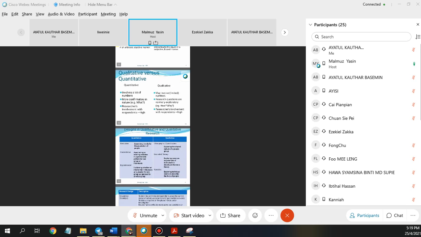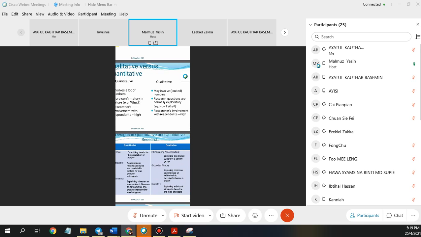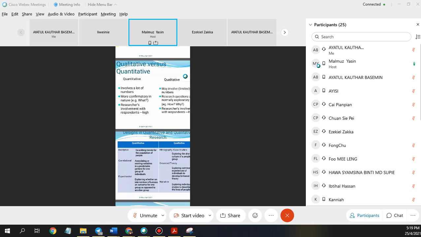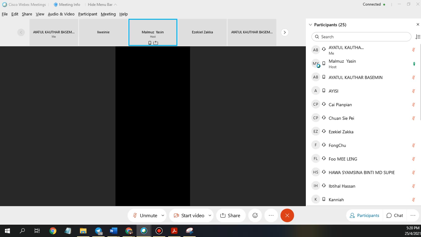But anyway, I just want to highlight one thing which is in my slide. Qualitative may involve limited numbers, even though we understand that quantitative involves a lot of numbers. That's the norm. We always come across quantitative research with means, percentages, multiple regression, factor analysis, whatever. So we involve a lot of numbers. It is more confirmatory in nature because we have the questions prior, just to confirm what type of leadership, what type of communication style, those are the things.